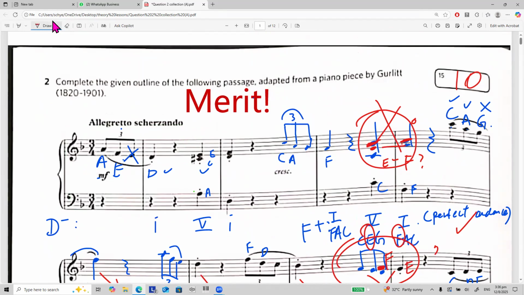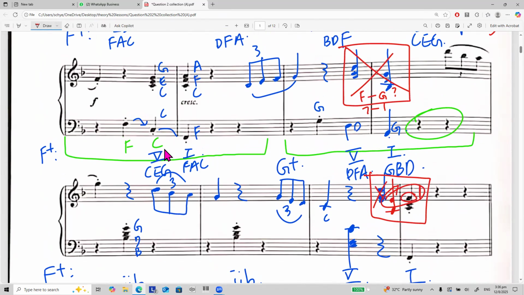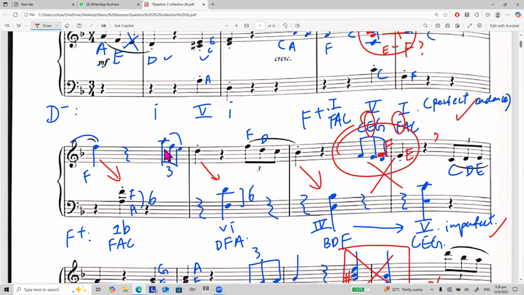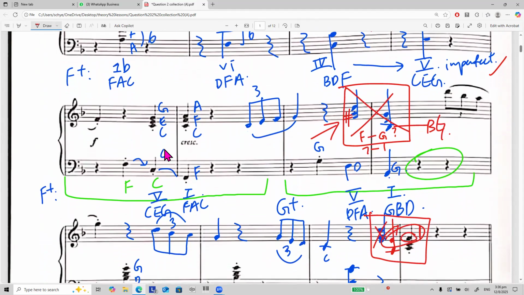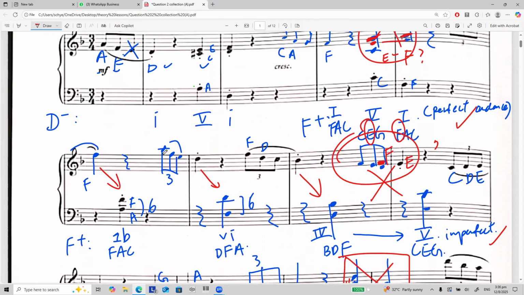Another reason also being the accidentals are not observed. For example, in G major, you should have an F sharp and have a B natural, and this B natural was forgotten. Okay, so this is the student who scores merit, because the accidentals are missing or cadences are not properly resolved.